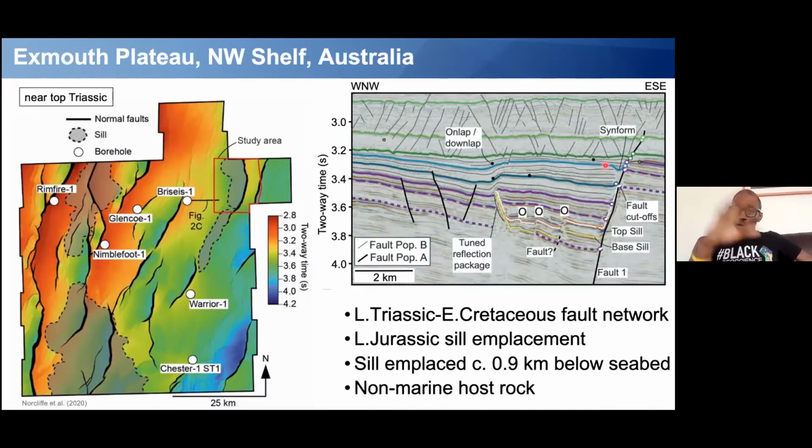So you can see we have well data. We can build a seismic stratigraphic model, which allows us to constrain the ages. But this is just to show you the spatial relationship between the fault, the sill, and the overburden.